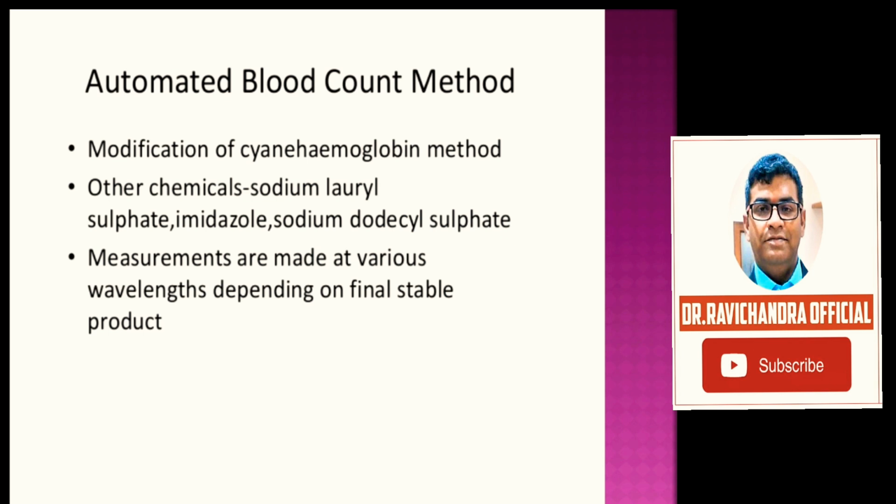Coming to automated blood count method, it is a modification of the cyanmethemoglobin method. The chemicals used here are sodium lauryl sulfate, imidazole, sodium dodecyl sulfate. Measurements are made at various wavelengths depending on the final stable product formed.